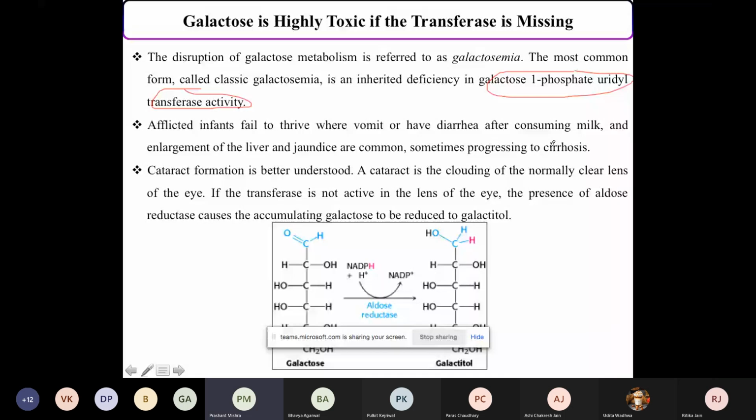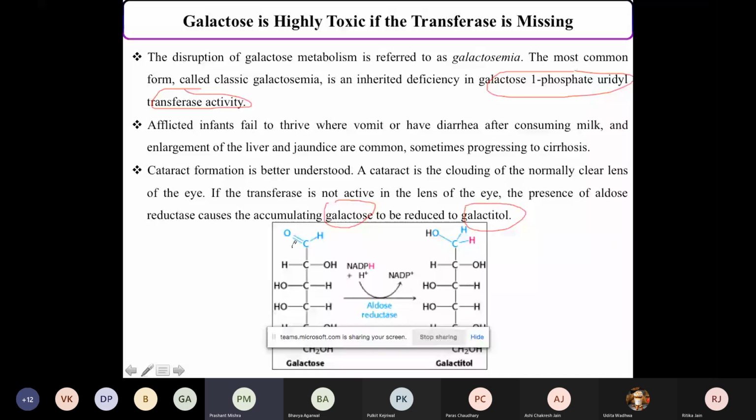Another problem comes if galactose is present for a very long time in the body. What it does is that, especially in your eye, in case of the absence of the enzyme activity in the eye, what will happen? That galactose will accumulate, and this galactose is converted into galactitol. So this is the reaction where aldose reductase acts. This galactose is nothing but an aldose.